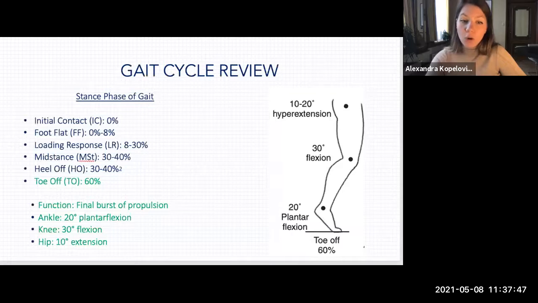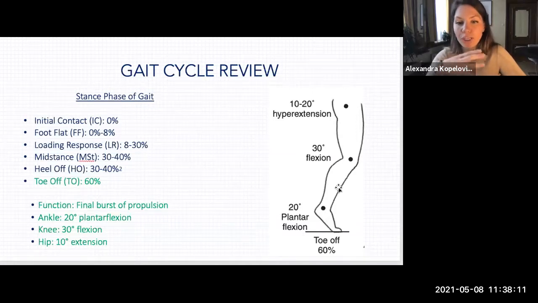Let's take a look at toe off. With heel off, we're getting ready for propulsion. At toe off, we're going into propulsion now. Propulsion actually comes from your plantar flexors. So we really need to plantar flex our foot to push off. So we're going into 20 degrees of plantar flexion.